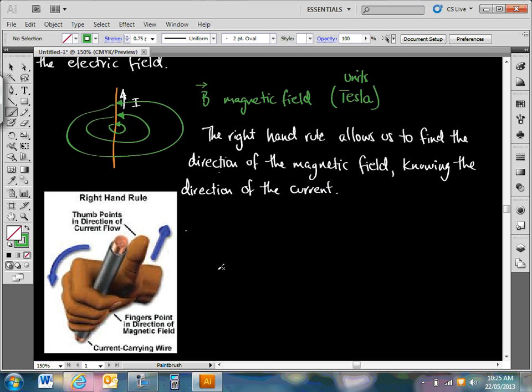Just on magnetic fields, like we looked at electric fields, if I have a magnetic field which curves like that, the direction of the magnetic field at any point is at a tangent at that point to the field.